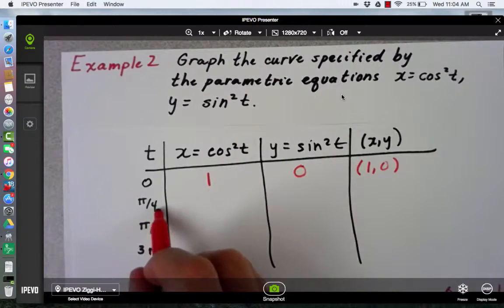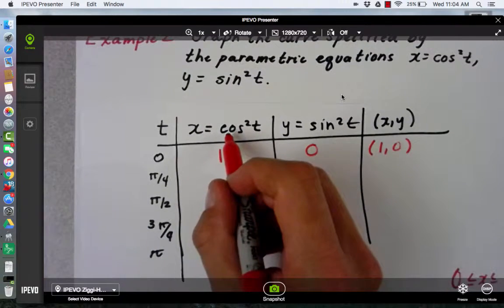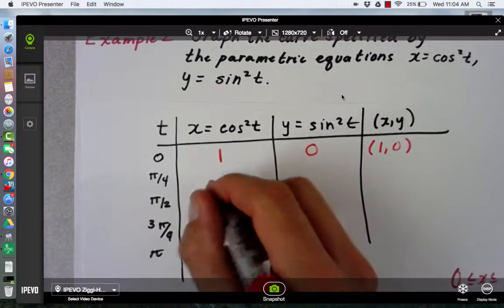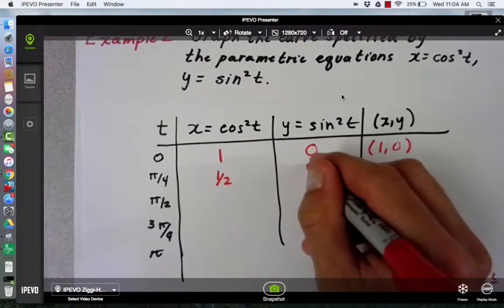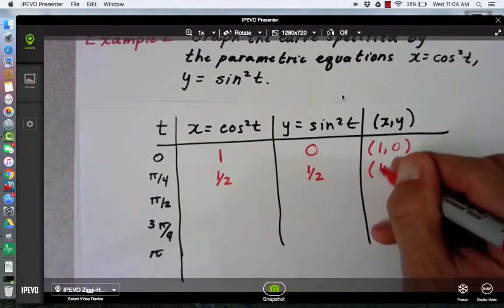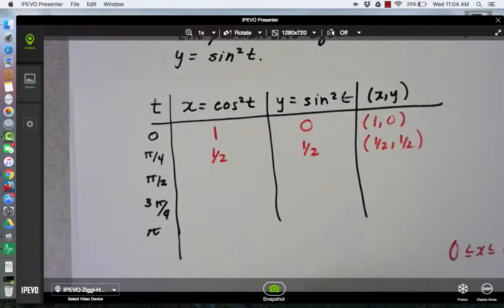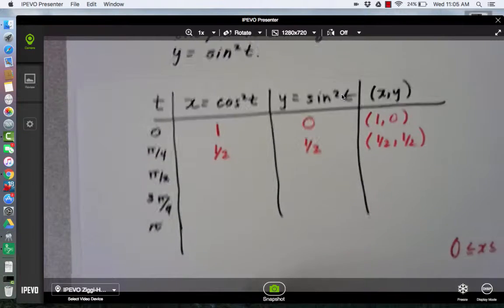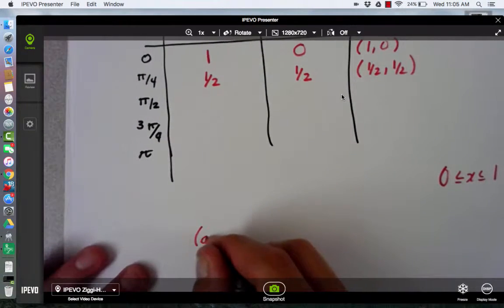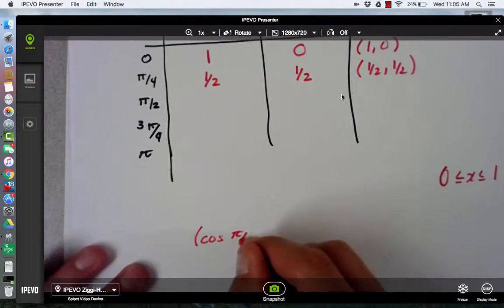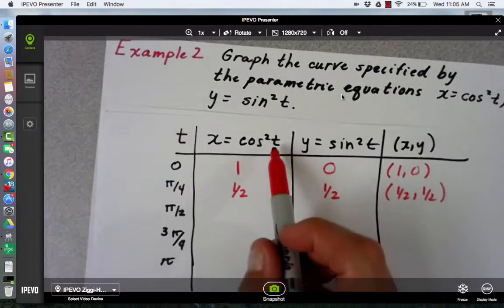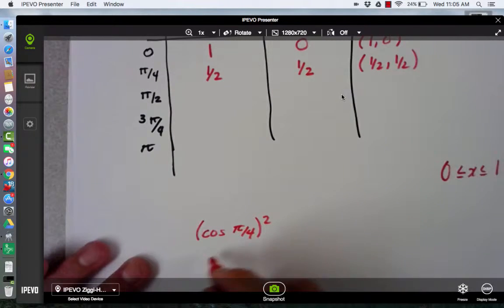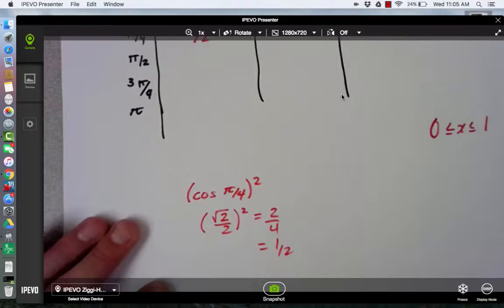Now when I plug in pi over 4, cosine squared is 1/2, and so is sine squared. So you have half and half. How does that work? Cosine of pi over 4 is root 2 over 2, and when you square that, you get 2 over 4, which is 1/2. So that's how I got that.